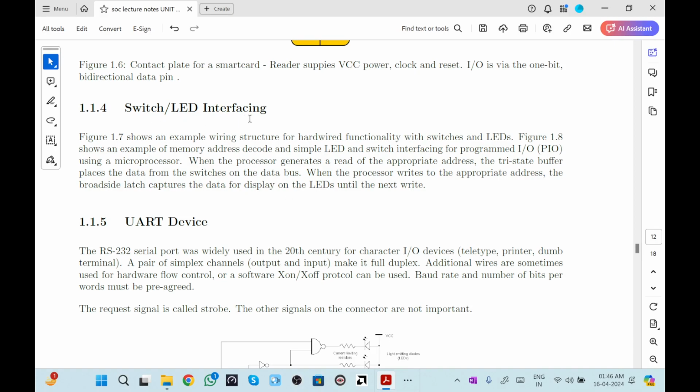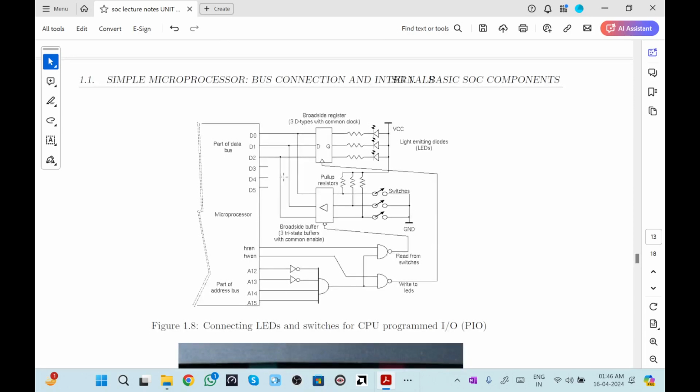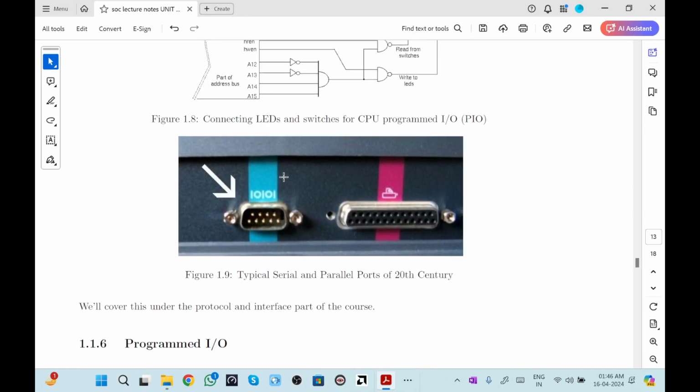Then we have the switch, LED interface and UART devices. The UART devices are explained over here. UART, as I told you, uses one-on-one communication.